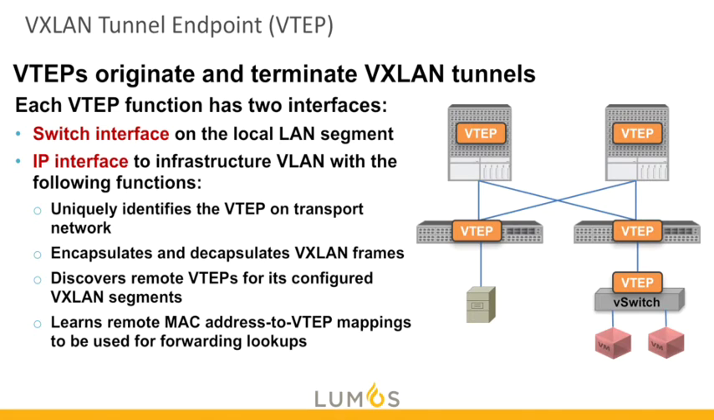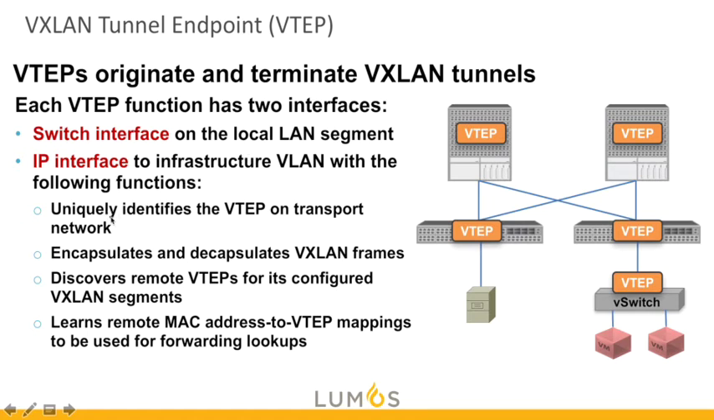So VTEPs originate and terminate VXLAN tunnels. One of the primary components in VXLAN is the concept of the VTEP. VTEP is where packets come in, either VXLAN or non-VXLAN, get encapsulated or decapsulated, and then forwarded via normal means, or traditional means rather. So each VTEP has two interfaces. The switch interface, that's on the local LAN segment. So that's the one accepting packets and frames that are non-VXLAN encapsulated. And then the IP interface, the infrastructure LAN, with the following functions.